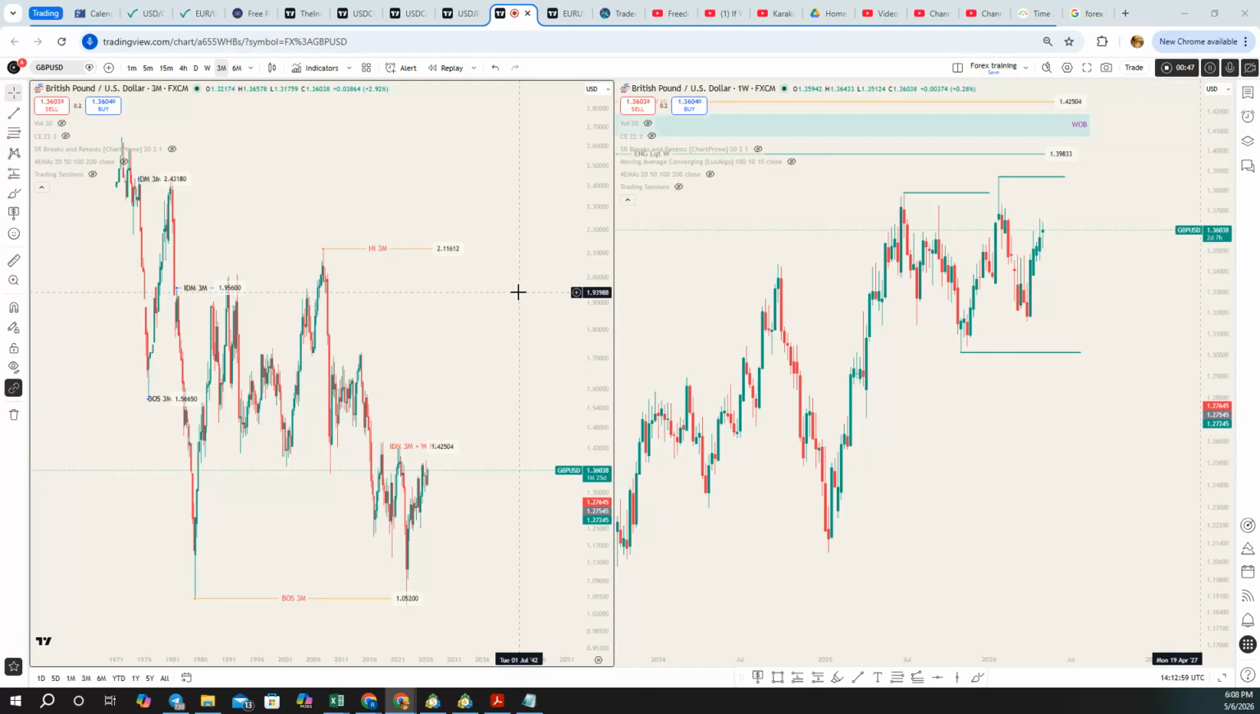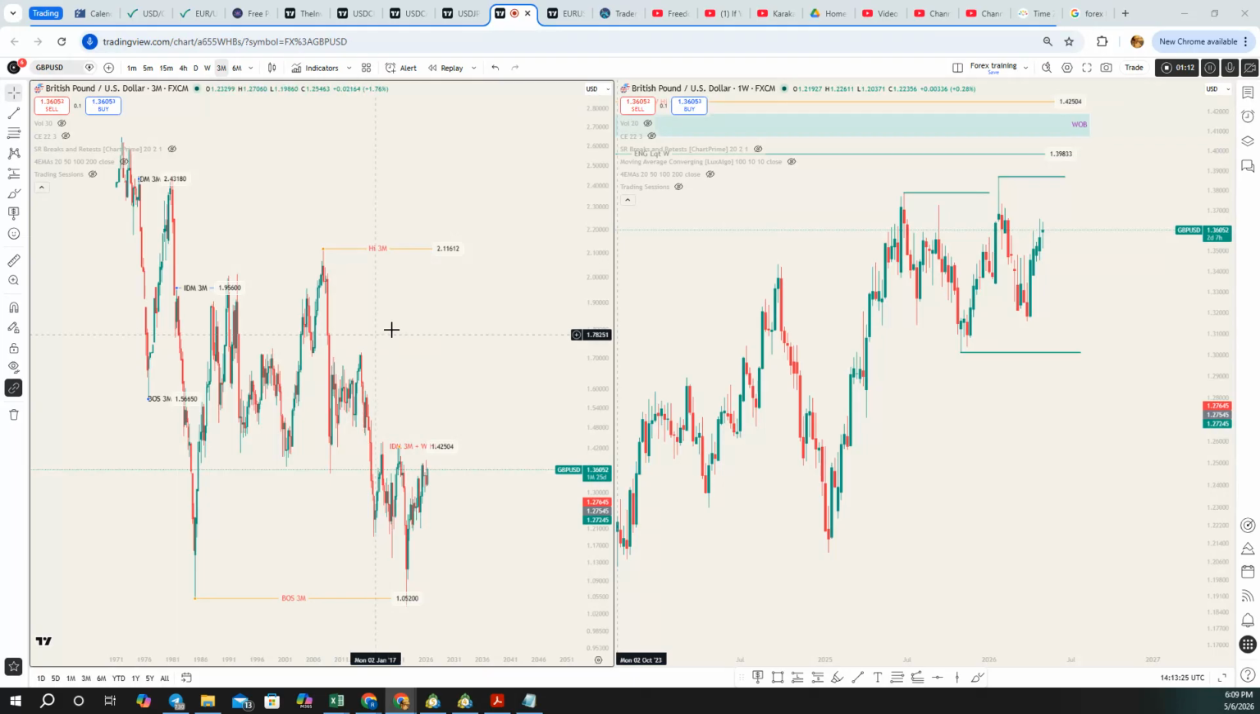So let's move to the GBPUSD market structure and why we have chosen this pair to talk about today. This pair has many time frames, and they have two structures happening at the same time, and this is what is interesting about this pair.